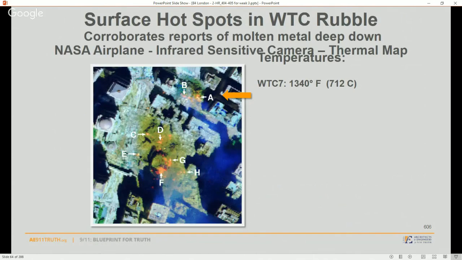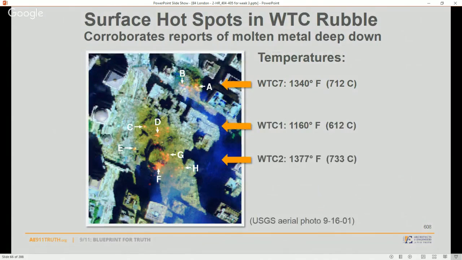We know that the temperatures, based on these flights by NASA with the infrared sensitive camera thermal mapping, show temperatures exceeding 1,340 degrees at World Trade Center 7, 1,160 degrees Fahrenheit at World Trade Center 1, and on the South Tower, almost 1,400 degrees. Guess what? These are surface temperatures. There's no fire on the surface of these piles. This is the radiated temperature from deep within the pile that surely at its source must have been twice or three times these temperatures, which is what the evidence we're looking at also verifies. Yet no investigation into these extreme hot temperatures.